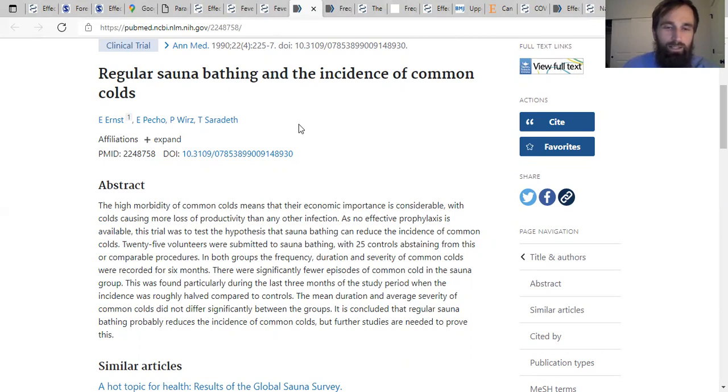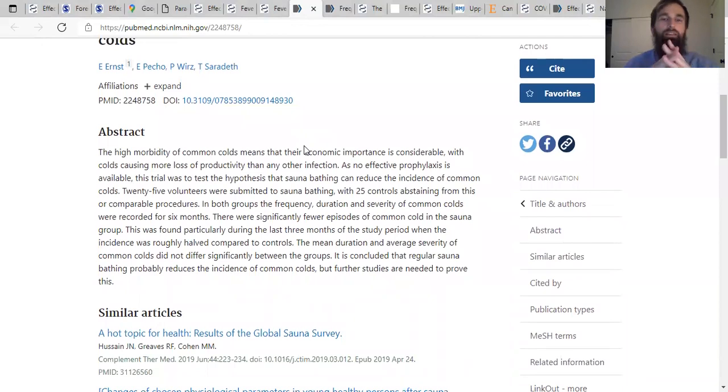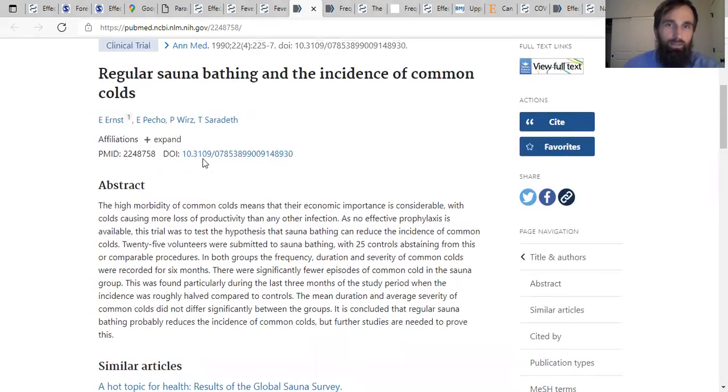Regular sauna bathing and the incidence of common colds. So we took a look at how fever helps to regulate and modulate some of the communication that happens in the immune system, and also how heat helps to create that very inhospitable environment to inactivate the viruses. So we're going to stay on the topic of heat and look at how we can deliver some of that heat. What are the studies saying about some of the different methods of delivering that heat? This is sauna bathing and the incidence of common colds.